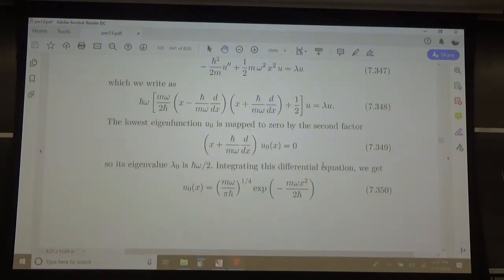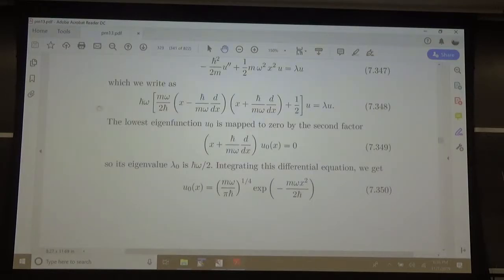The easy way to solve this is to factorize it. And the way one factorizes it is you take advantage of the fact that this is something squared minus something else squared, the square of the derivative. And so you write it in this way, and then, whoops, what happened here?